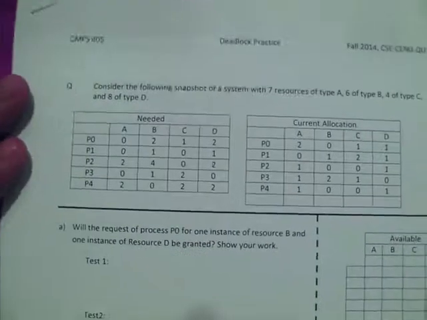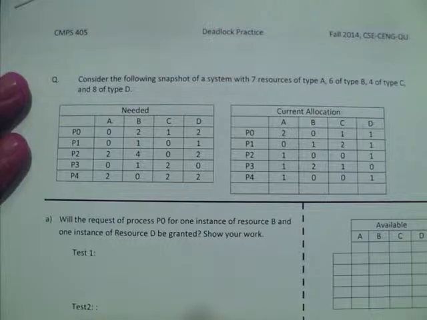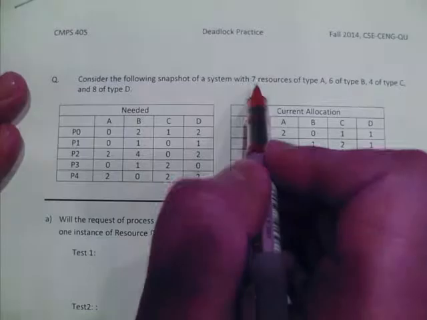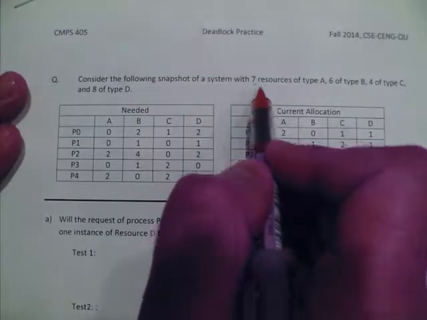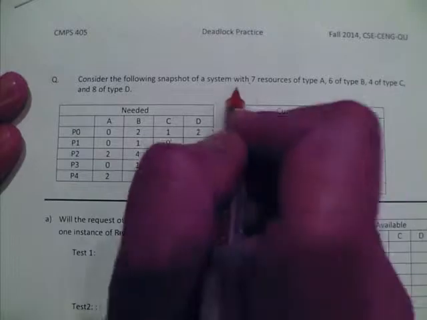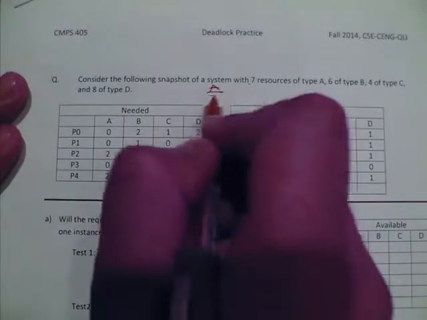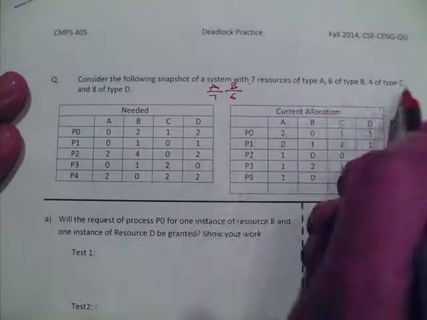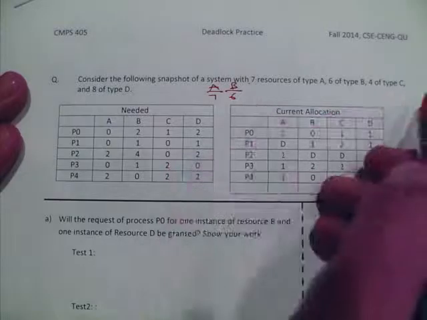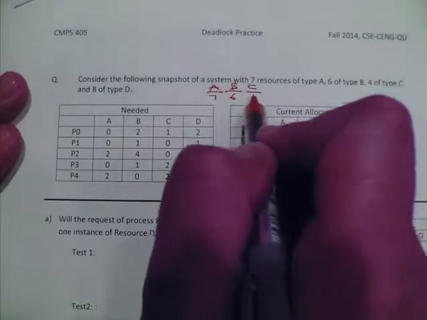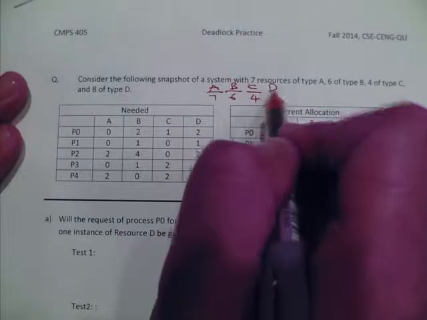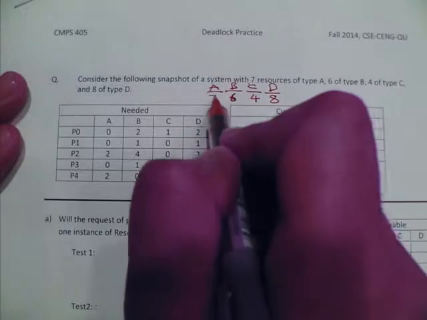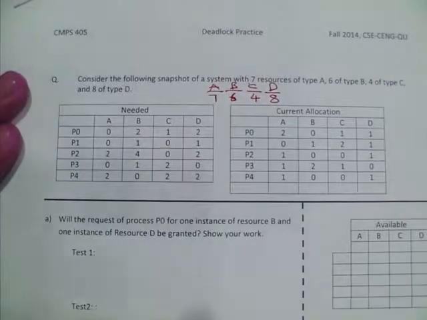Okay, so this is what we have. And now it says that you have 7 of A, so I can write here A, 7, and I have 6 of B, B 6, and I have 4 of C, and basically D, I have 8. Right? So this is what the system has overall.